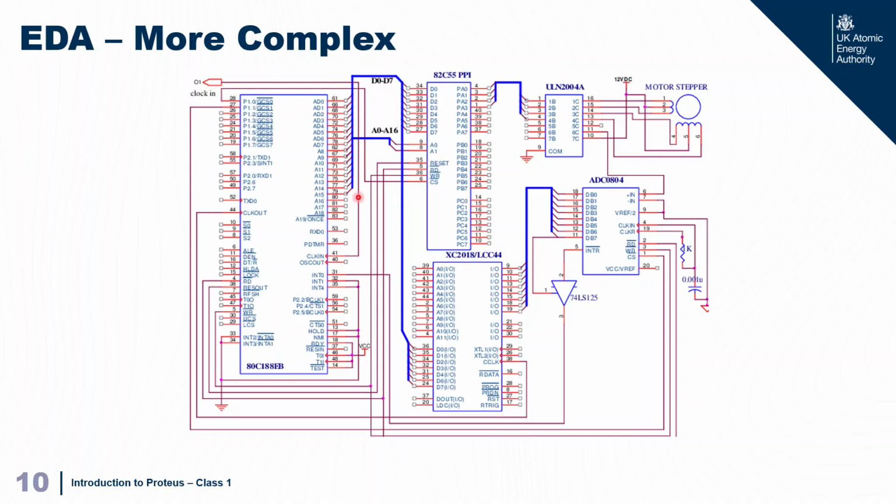One other thing to note as well. You see these blue lines? What are these blue lines? Buses. Yes. So each one of these, that D0 to D7, contains 8 lines on a bus. So you don't have to have a horrible ton of lines all over your schematic. Yeah, it makes it neater and makes it easier to understand.